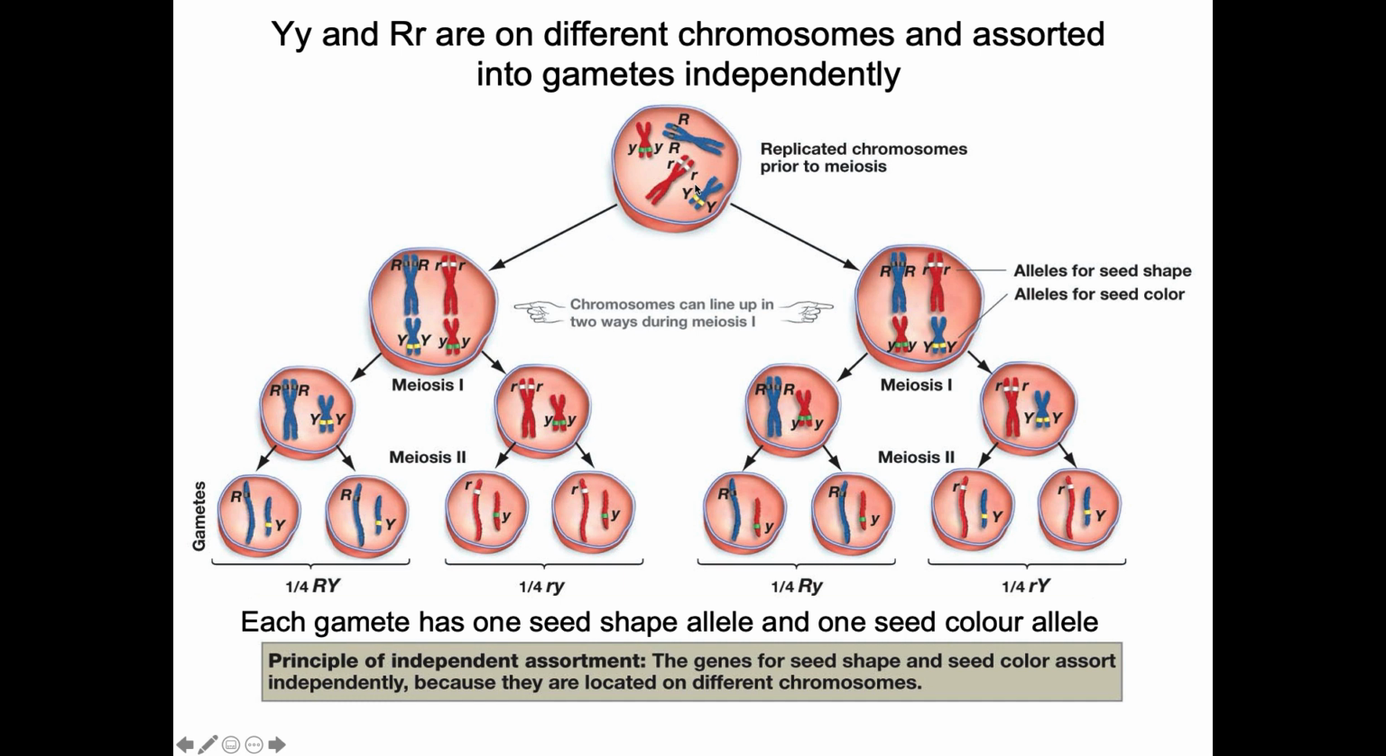Well, it depends on how they all land at the metaphase plate. One option shown to the left-hand side is that the chromosomes will align at the metaphase plate such that the chromosomes with the 2 dominant alleles, the dominant round allele and the dominant yellow allele, will land on the same side of the metaphase plate.